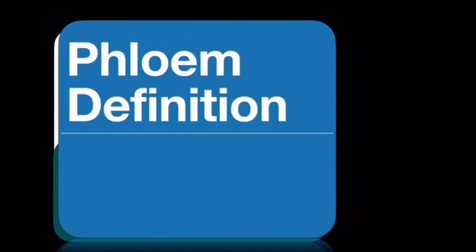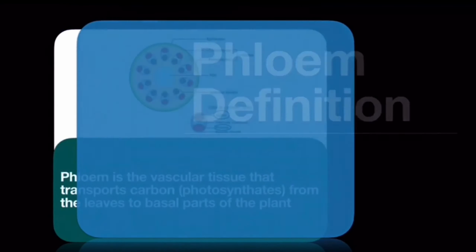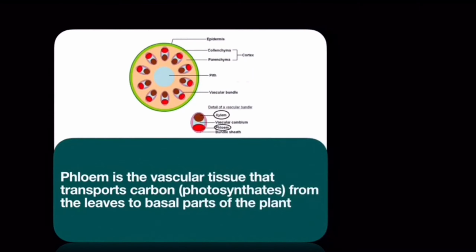Do you know what is phloem? It's okay, because I know. Phloem is the vascular tissue that transports carbon from photosynthesis from the leaves to the basal parts of the plant.